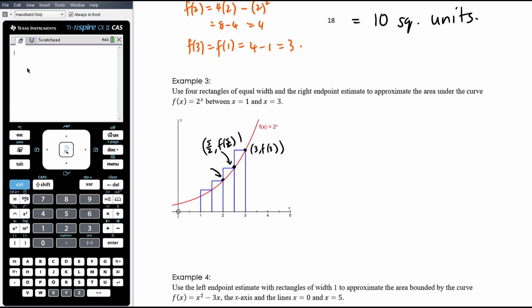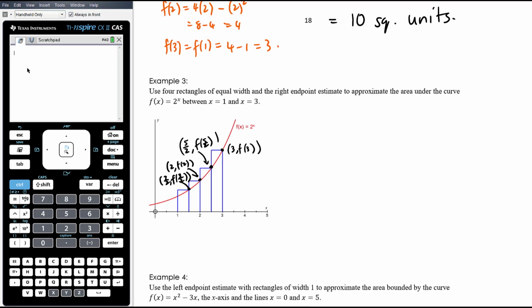This point is f at 2, 2. This point is 3 on 2, f at 3 on 2. Sorry, I've got quite a fat pen here. And that's all we need. So 1 is not the height of a rectangle. It's outside of, we're only finding the area between 1 and 3, so we don't need a rectangle past here.